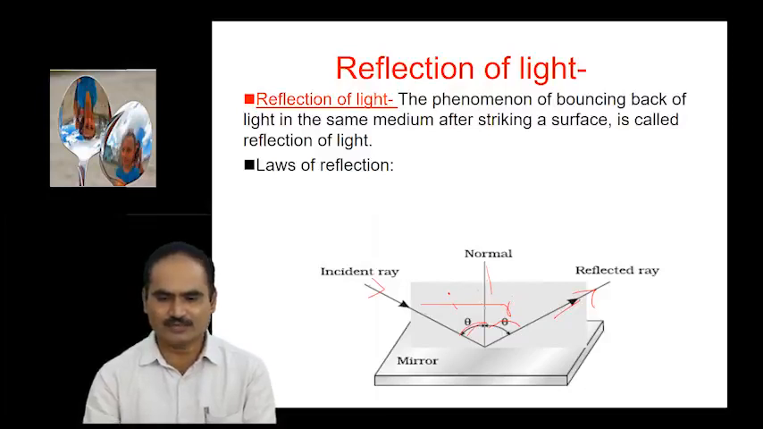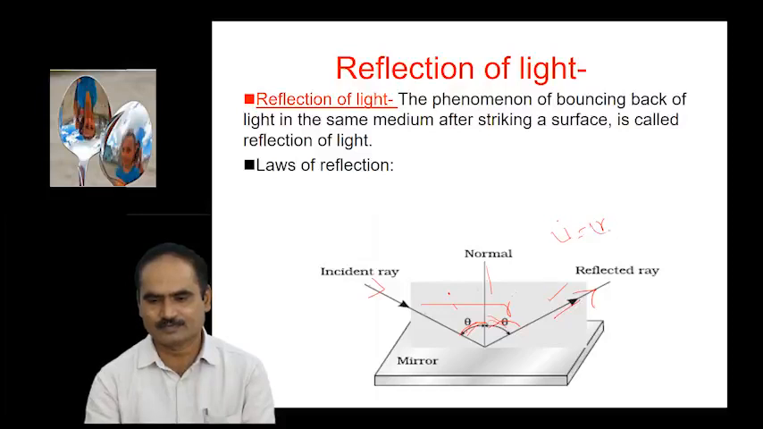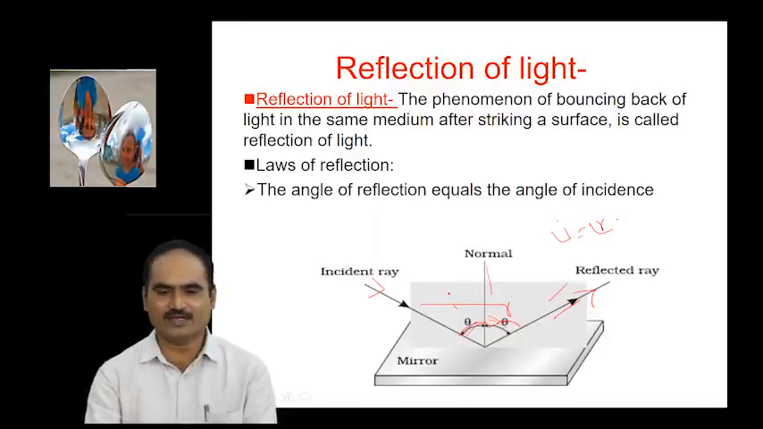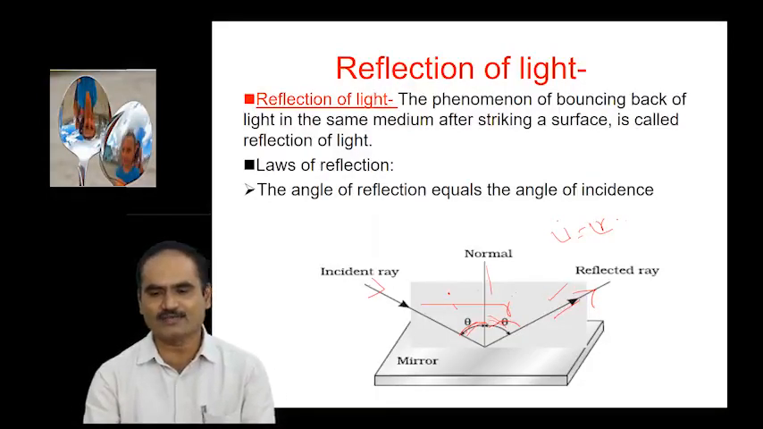So here angle I and angle R are equal. It means that the angle of incidence and the angle of reflection are equal, right. That is why we write angle I is equal to angle R. So the first law says that the angle of reflection is equal to the angle of incidence.